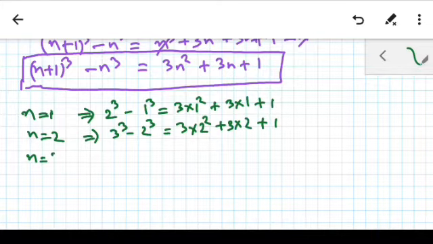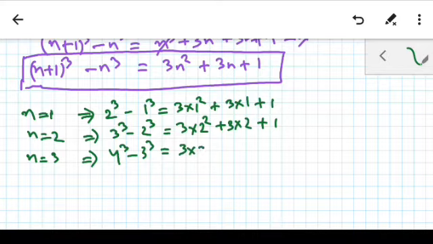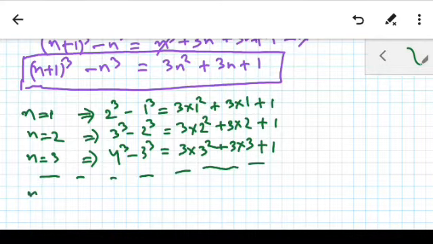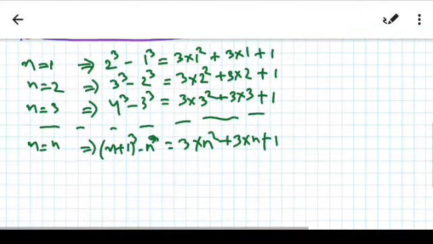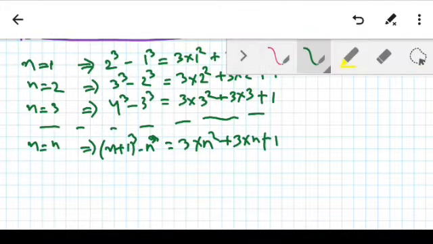Similarly, for n equals to 3, I can write the expression as 4 cube minus 3 cube, it is equal to 3 into 3 square plus 3 multiplied by 3 plus 1, and it goes on like this. If it goes on, for n equals to n at last, I will have n plus 1 whole cube minus n cube, and it is given by the formula 3 into n square plus 3 into n plus 1. Now let us see what we are going to do.